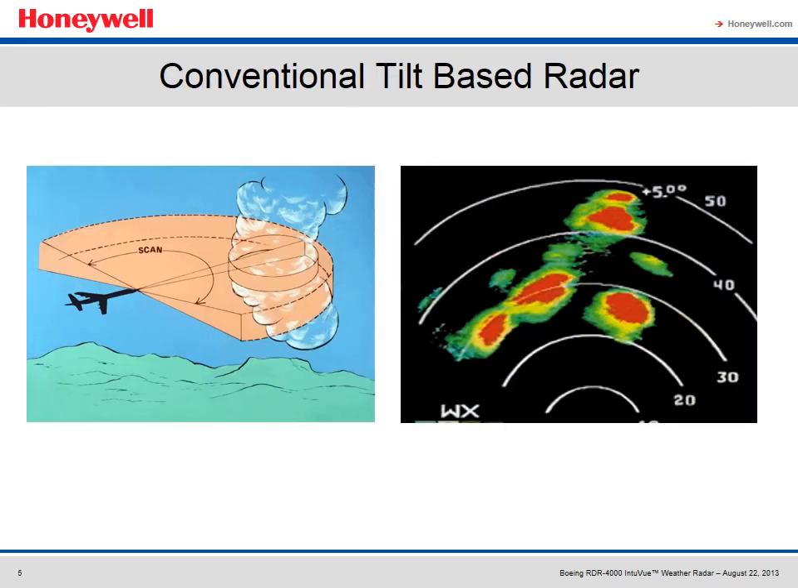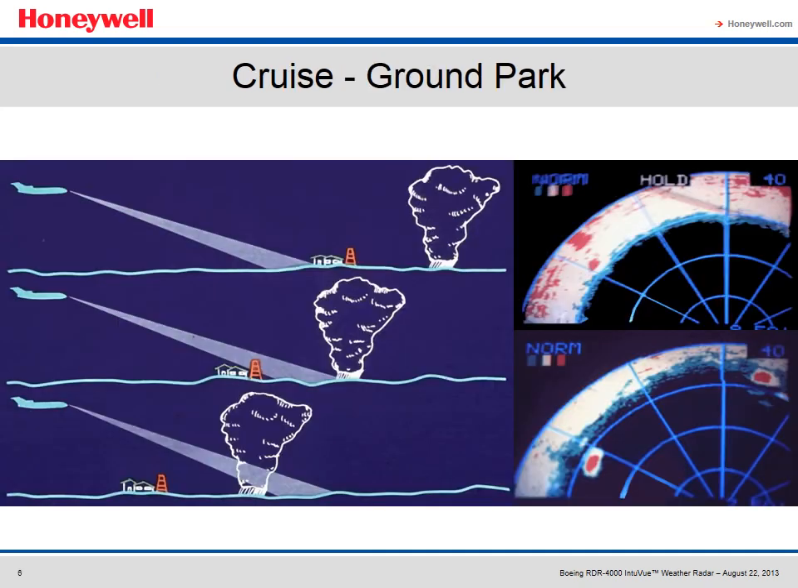With a conventional tilt-based radar, the system sweeps an area ahead of the aircraft based on the selected tilt angle. There is a one-to-one correspondence between the antenna sweep and what is shown on the display. It provides reflectivity information in two dimensions, azimuth and range. For detection, most crews use a technique called the cruise ground park technique, or establishing a protection zone. Whatever it's called, the technique is the same: lowering the beam until ground returns appear at the outer edge of the display.